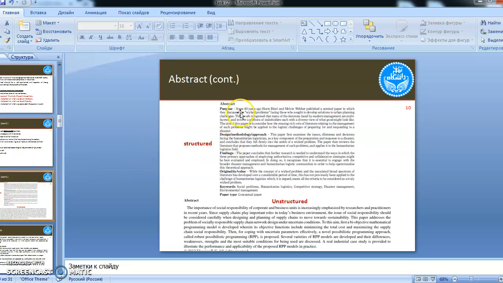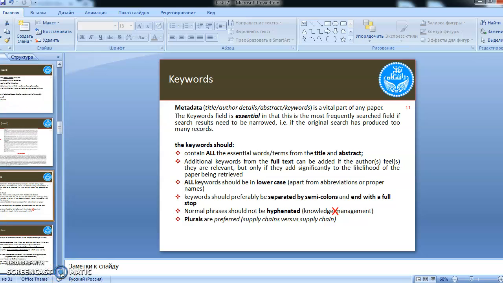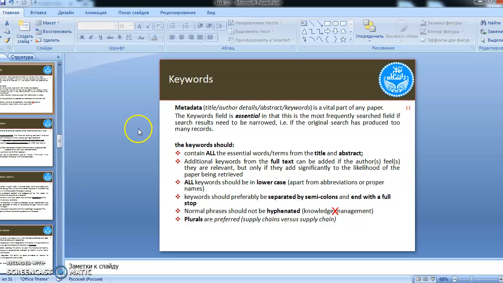Here is an example of a structured abstract, and you can see here an unstructured abstract. That's a clear example for you, I guess. I found that. So, the keywords of the elements of a research paper. These are metadata and keywords.